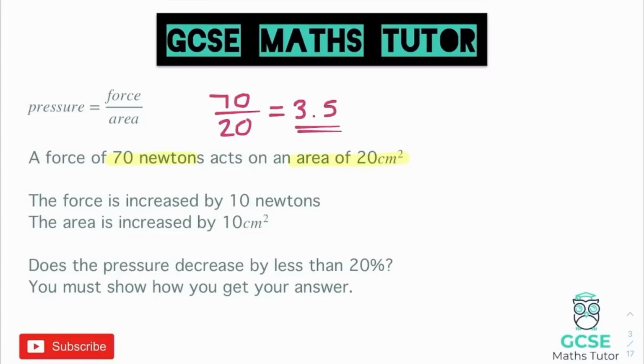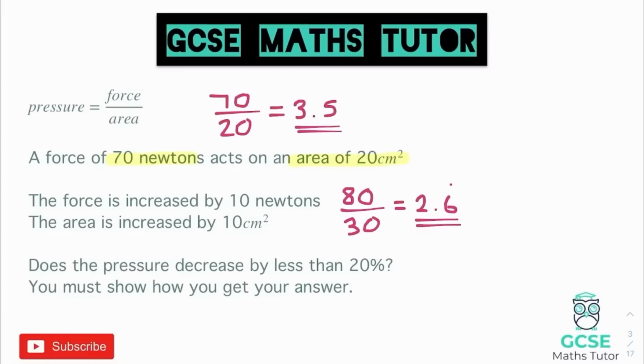Now, if we look at increasing the newtons and increasing the area, instead of having a force of 70, we'd have a force of 80. And instead of having an area of 20, we're going to have an area of 30. So if we work out 80 divided by 30, we get an answer which comes out as 2.6 recurring. So it has gone down, so we can see it has decreased. But the original pressure there was 3.5.